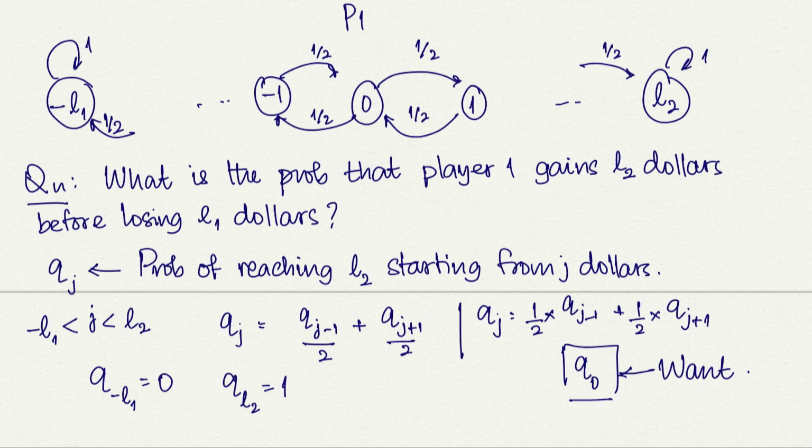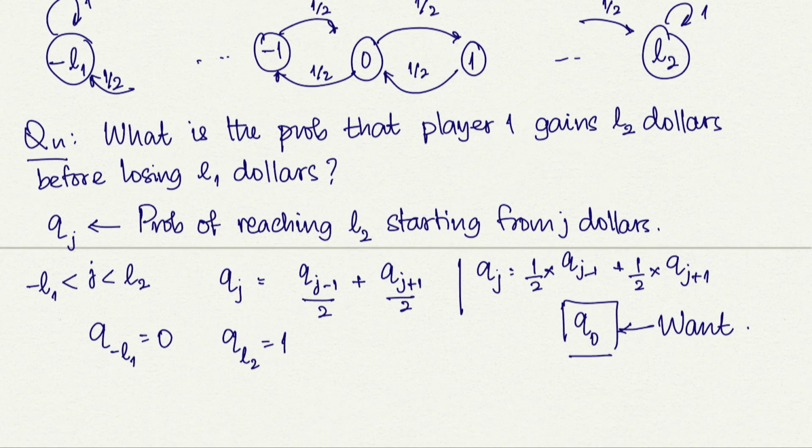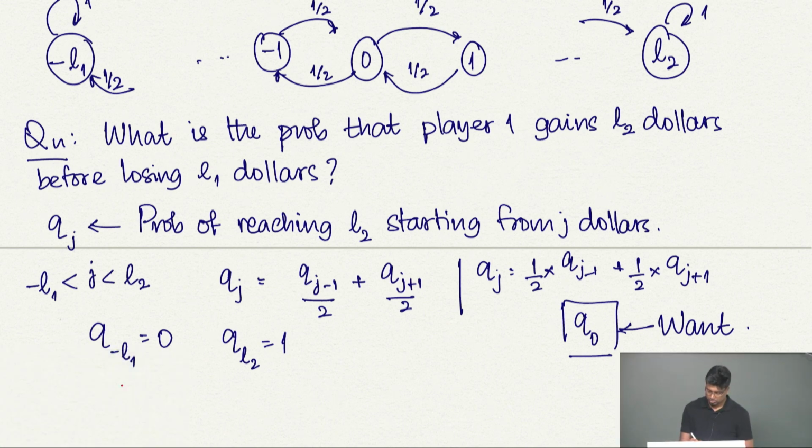Sir, why is Q of minus L1 0? Because once you go to minus L1, there's no way you can get out of it. The probability of getting out is 0. Once you reach this place, the probability of getting to L2 is 0. Here j is between minus L1 and L2. If you solve this, the answer you'll get is Qj equals (L1 plus j) divided by (L1 plus L2).